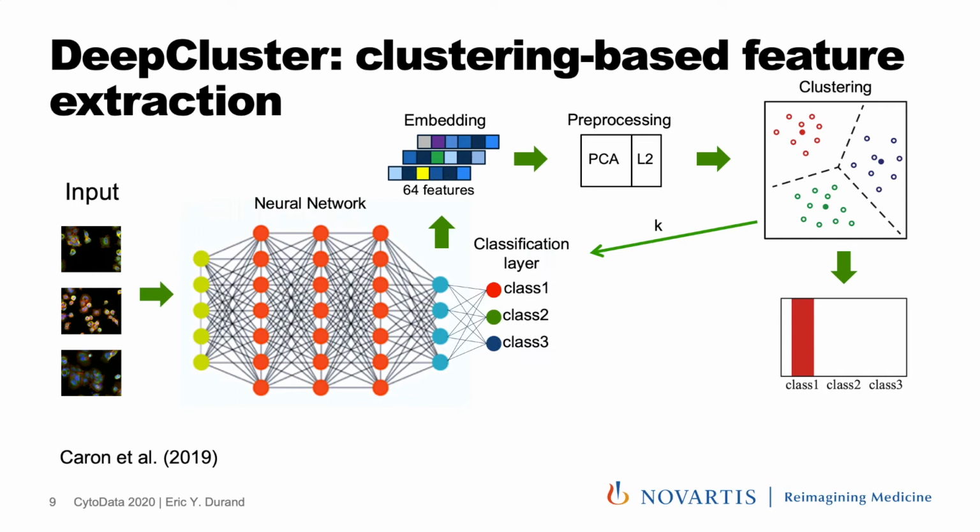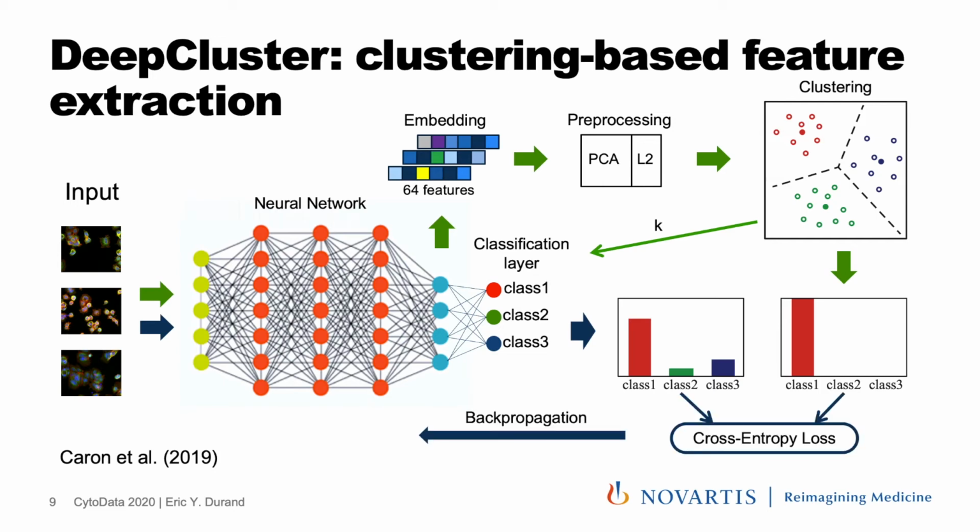Then you can use the pseudo classes as pseudo labels in a standard classification layer. And now you can start training, right? If you feed your images through the neural network once more, you will obtain probabilities of belonging to the pseudo classes, on which you can compute cross entropy loss, and you can backpropagate and train the whole thing.